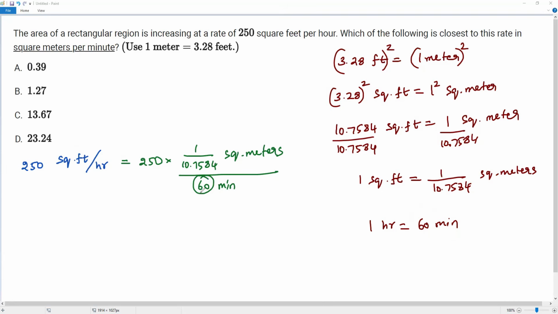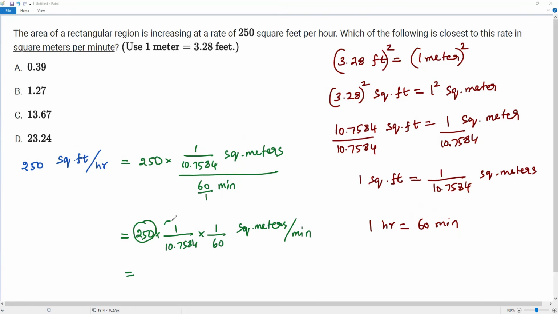And we can write this 60 as a fraction by taking denominator 1. Now 250 times this fraction, that is 1 over 10.7584. Now we can change this division as multiplication and take the reciprocal of this 60 over 1. Then we get 1 over 60. Now we have square meters in the numerator. In the denominator, we have minute, that is square meters per minute.